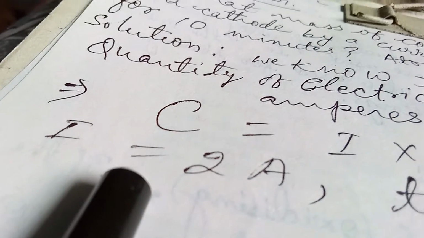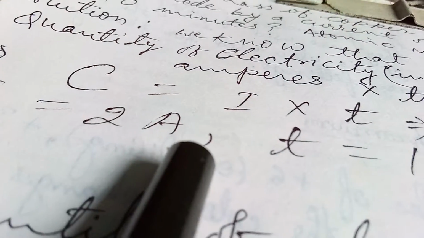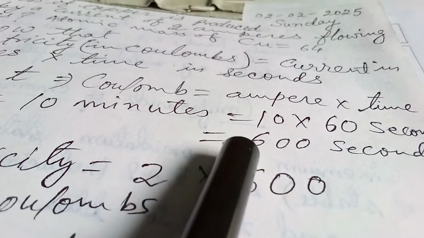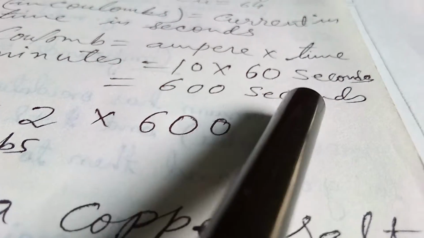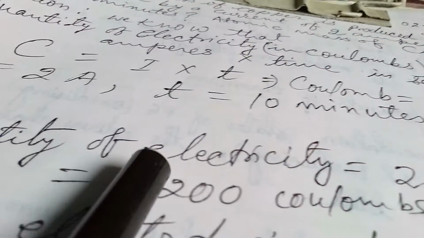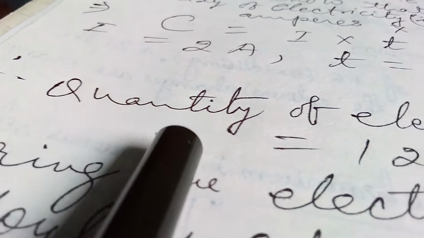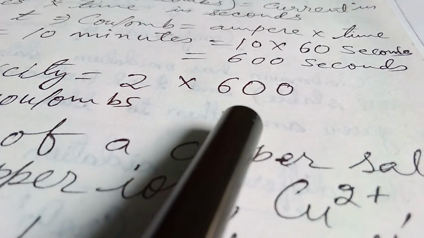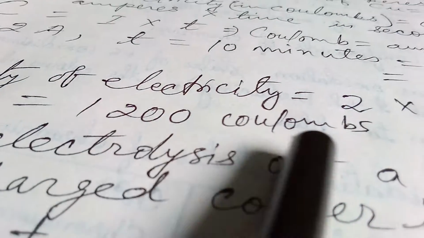Here it is given that I, that is current, equals 2 ampere, and t equals 10 minutes, which we have to convert into seconds. So 10 into 60 seconds is equal to 600 seconds. Therefore, quantity of electricity is equal to 2 into 600, that is 1200 coulombs.